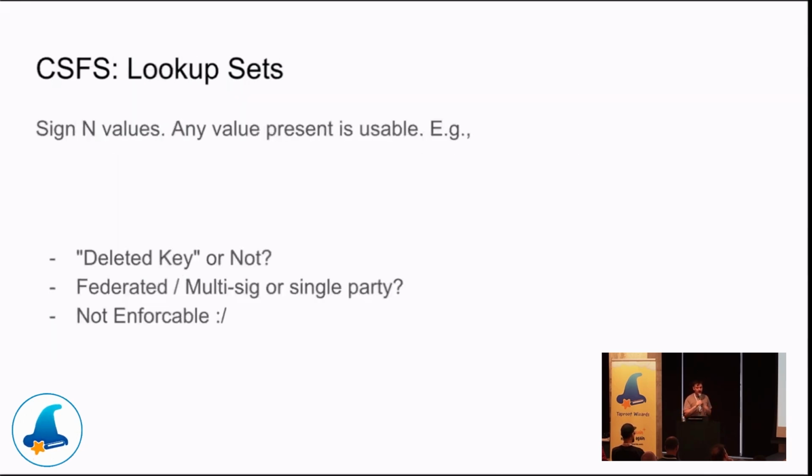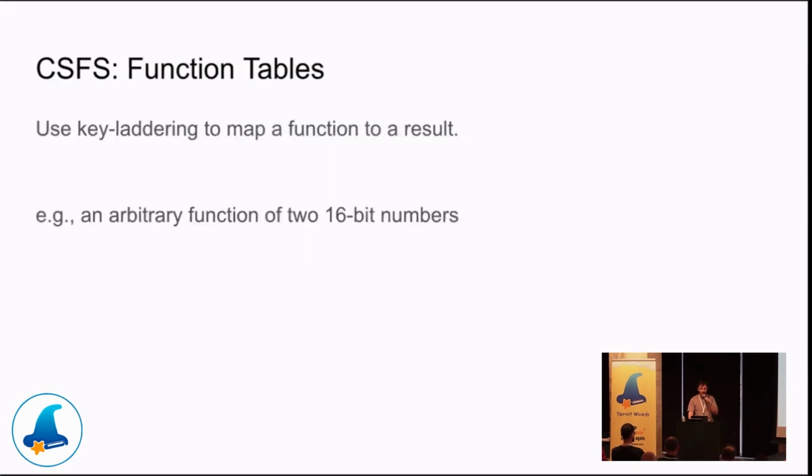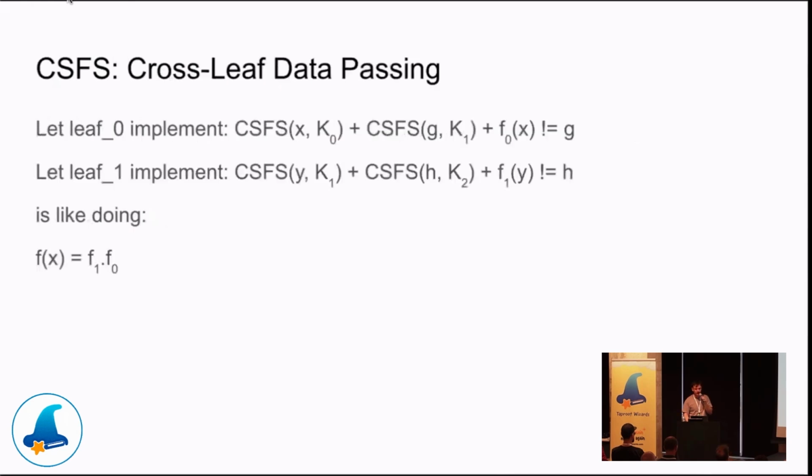Check sig from stack lets you do lookup sets. So you can kind of implement a Merkle tree with a trusted setup, but it's much more efficient. So for some applications, if you have a trusted setup, that might be a good use of check sig from stack. It also lets you do that using key laddering as like a function table. So you could implement using check sig from stack and a trusted setup, like an arbitrary function of two 16-bit numbers with a big precompile time. That might be useful in certain applications.